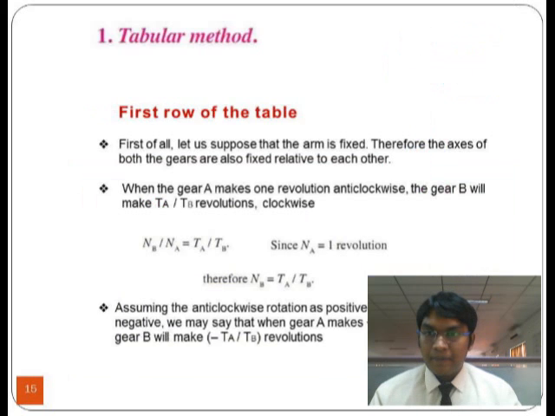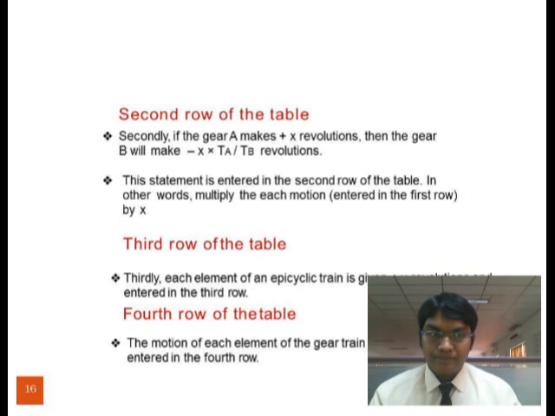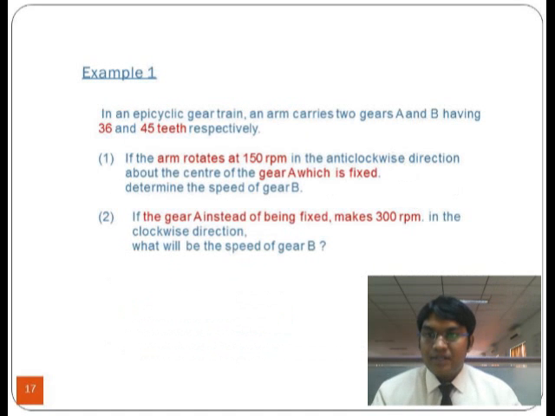We are going to look at a problem now. Look at this example 1. In an epicyclic gear train, an arm carries two gears A and B having 36 and 45 teeth respectively. If the arm rotates at 150 rpm in the anticlockwise direction about the center of the gear A, which is fixed, determine the speed of gear B. As you can see, it's an epicyclic gear train and there is an arm which carries two gears. It's going to be just like the diagram we just saw. Gear A is going to have 36 teeth, B is going to have 45 teeth.